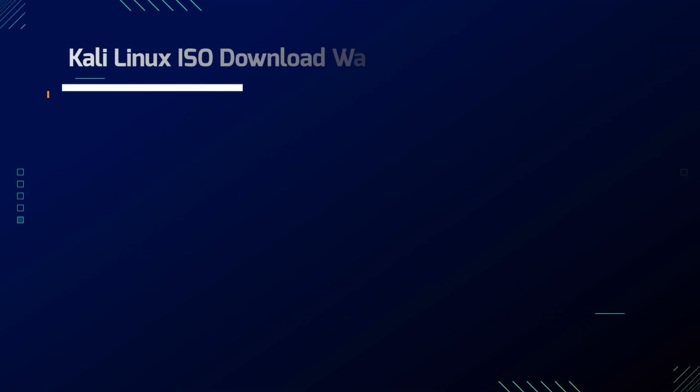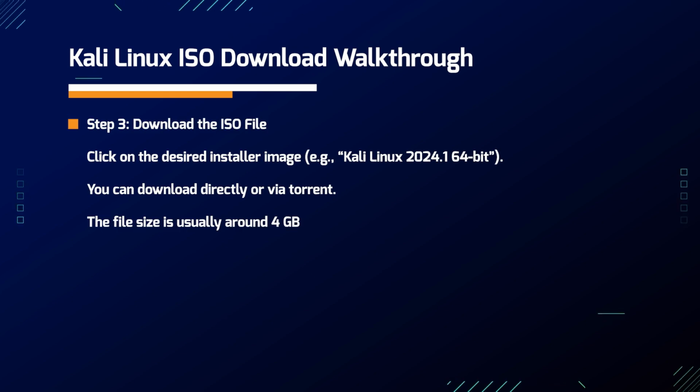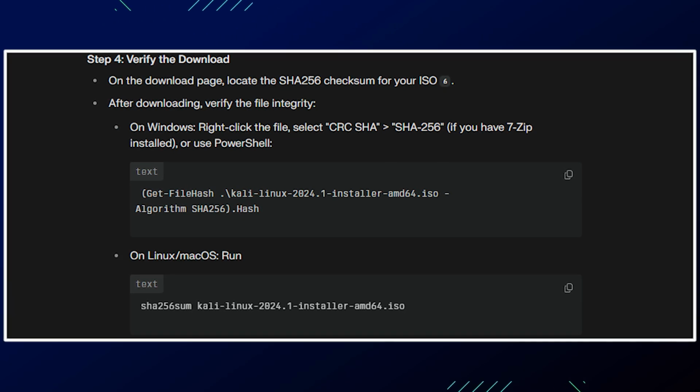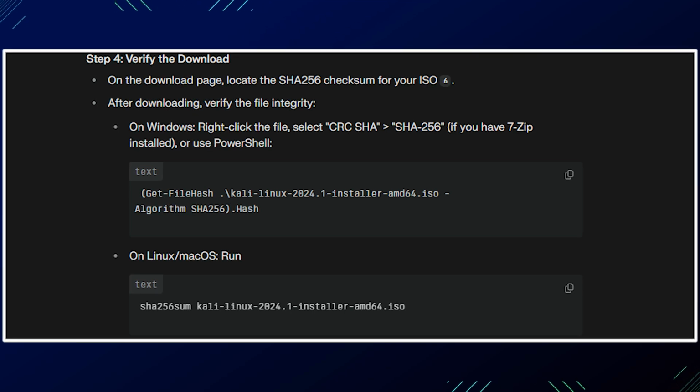Step 3, download the ISO file. So click the desired installer image, like the Kali Linux 2024.1 64-bit. You can download directly or via torrent. The file size is usually around 4 gigabytes. Step 4, verify the download, right? On the download page, locate the SHA-256 checksum for your ISO.